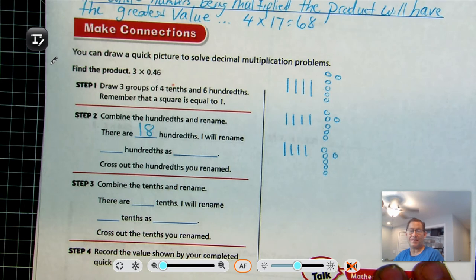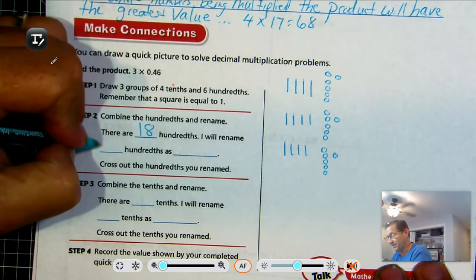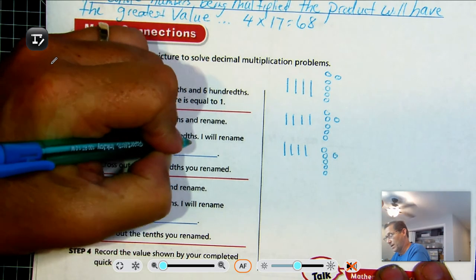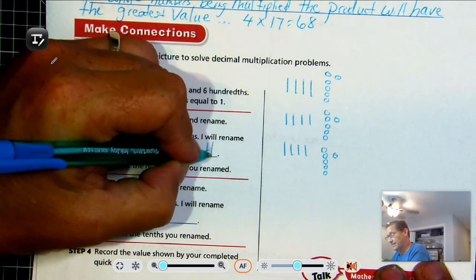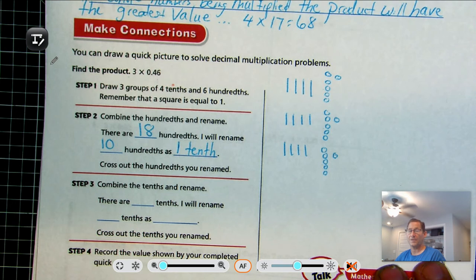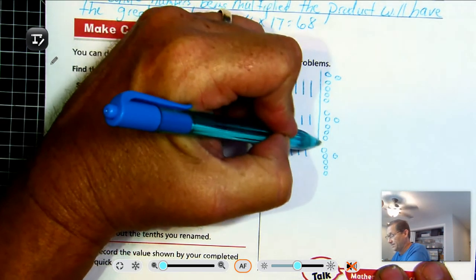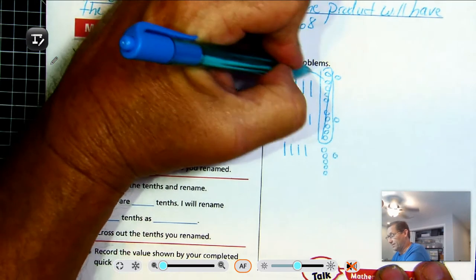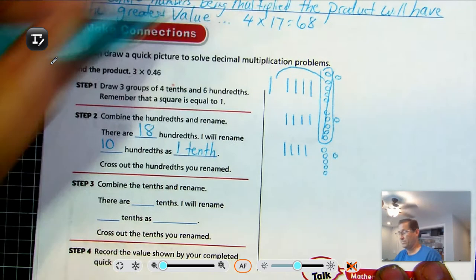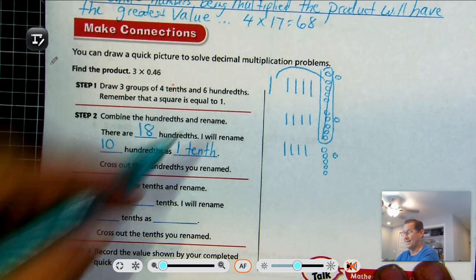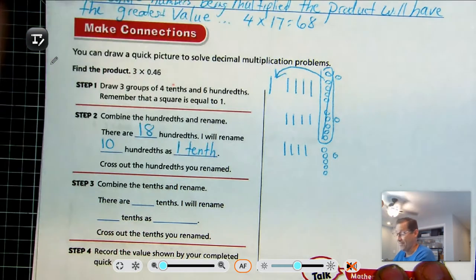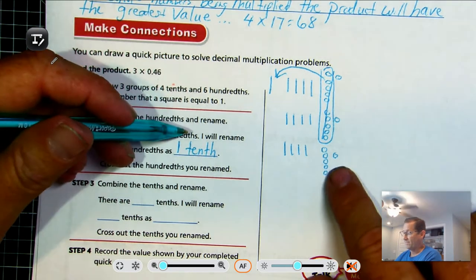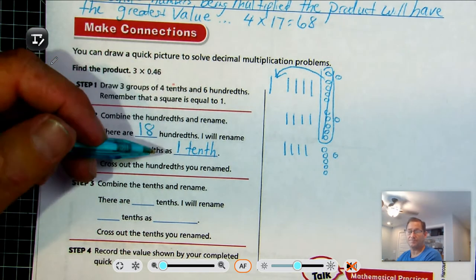So I'll rename 10 hundredths as 1 tenth. So we're going to take 10 of the hundredths and rename them as a tenth. Okay, so we're left with 5, 6, 7, 8 hundredths.